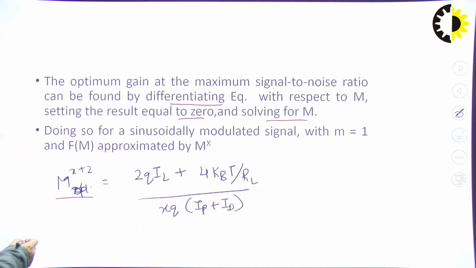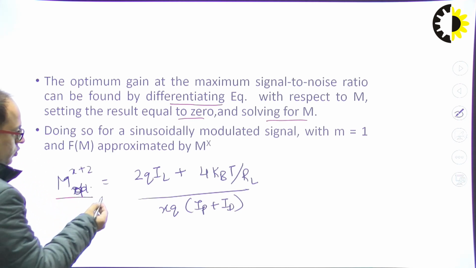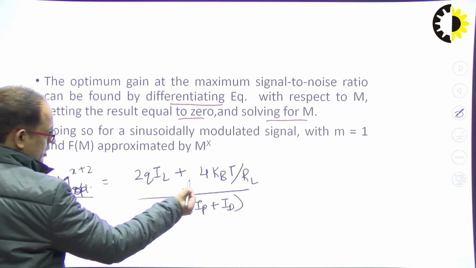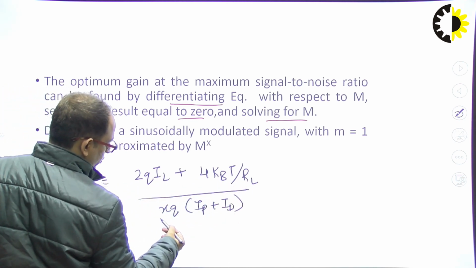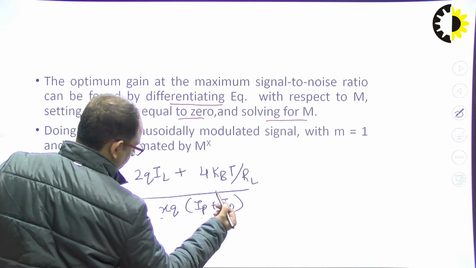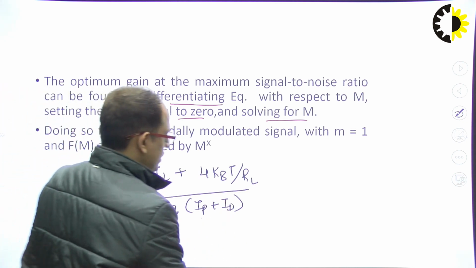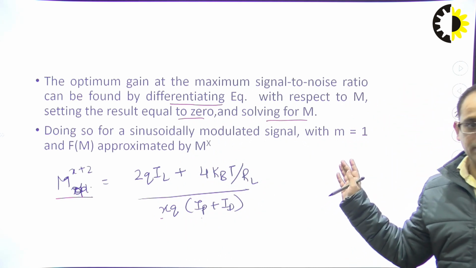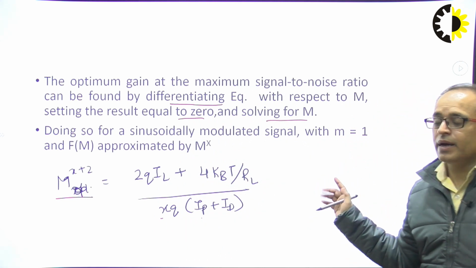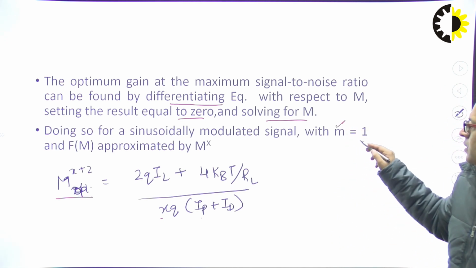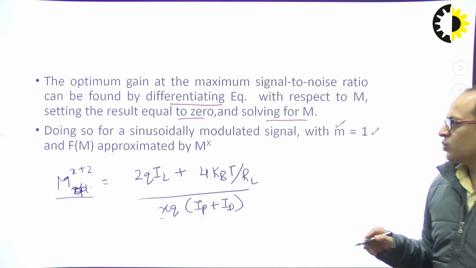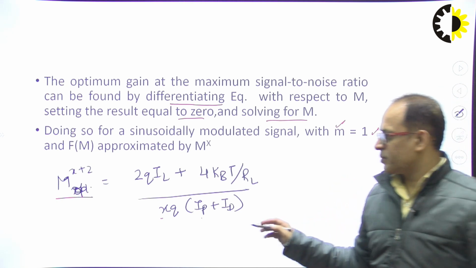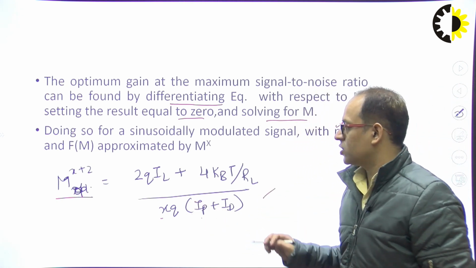So the optimized value for M is equal to what? 2 into q into IL plus 4 kBT divided by RL, upon x into q IP, by IP plus ID. And the value of x depends on the material of the semiconductor from which the APD is made, and the modulation index we have put equal to 1. Clear? So the optimized value is equal to this one.